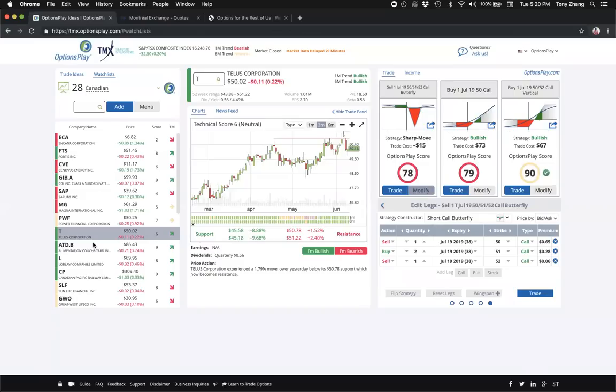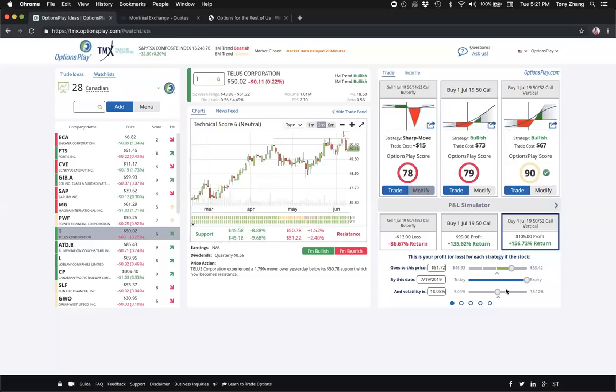Nicole is saying, what do you mean by holding onto the trade until expiration is a bad strategy, a common mistake? So, Nicole, let's say you're bullish on TELUS and you buy the July 19th 50 calls. The stock is trading at about $50 right now. Let's say the stock rallies up to $52 by the end of June. If you had bought this call option, which cost you $73, you make a $123 profit, which is a 169% return.